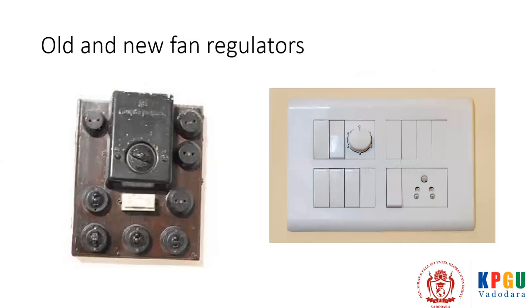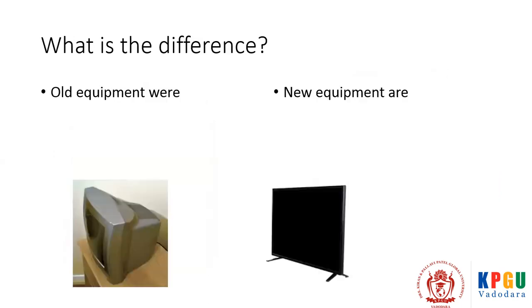See the old and new fan regulators over here. The old one was of huge size and very bulky. Compared to a switch, it was almost, you can say, 4 times the size. And on the current switchboard on the right side, you can see the regulator is almost similar to the size of the switch, right? So why is this difference?